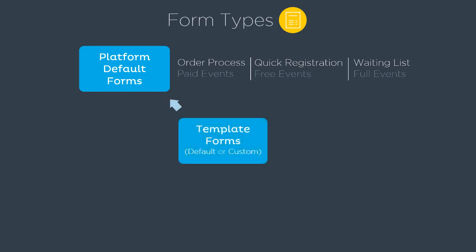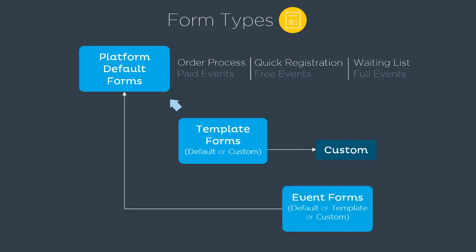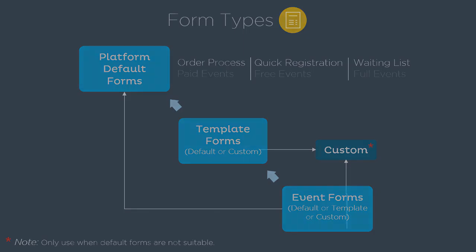Event templates can either use a default form or a custom form. Custom forms allow you to create unique forms to meet specific events' requirements. Individual scheduled events can either use a default form, the template form, if the template uses a custom form, or its own custom form. Event templates and events should only use custom forms when the default forms are not suitable. This is because changing a default form will update all events using that form and are therefore easier to maintain.